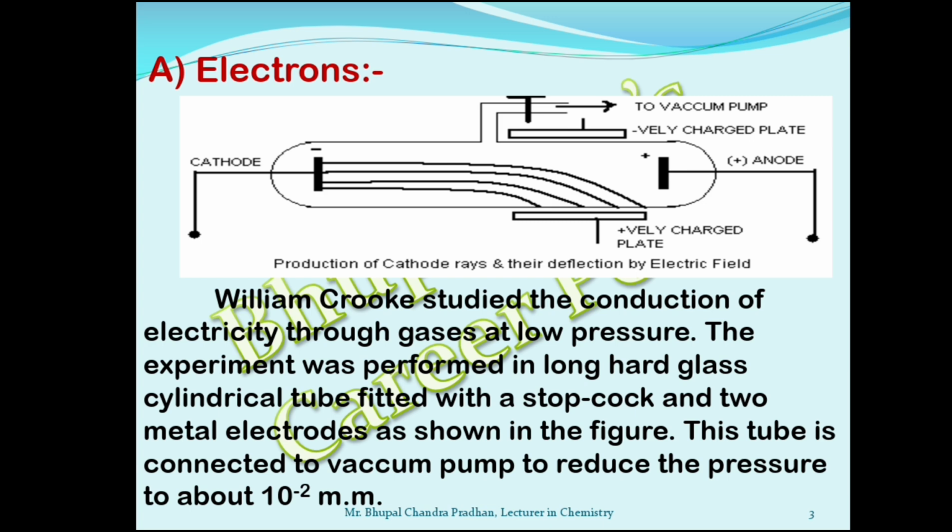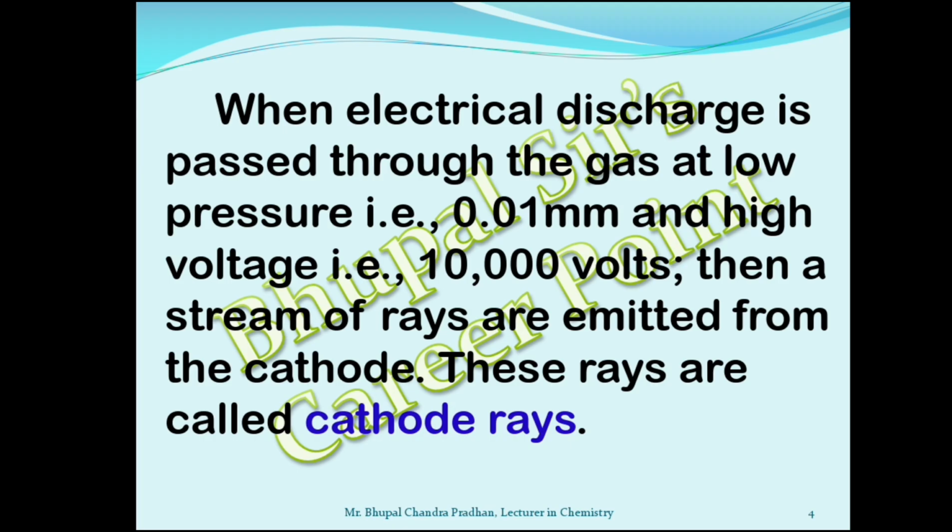Then high voltage electricity is passed. When electrical discharge is passed through the gas at low pressure, that is 0.01 mm, and high voltage, that is 10,000 volts, then a stream of rays is emitted from the cathode and moves towards the anode. These are called cathode rays.